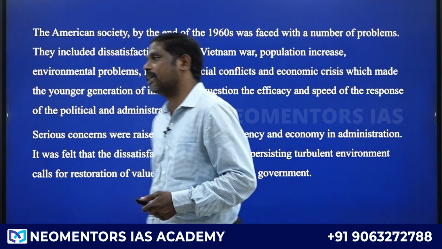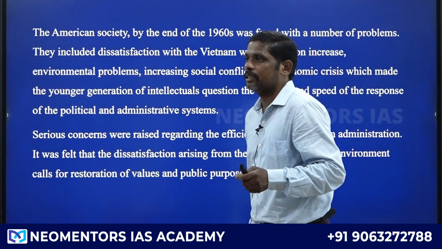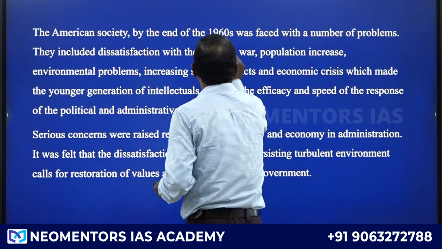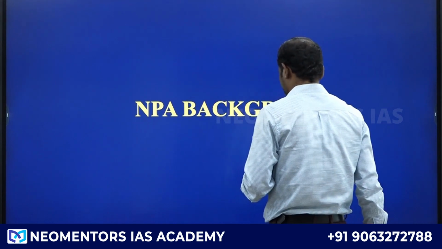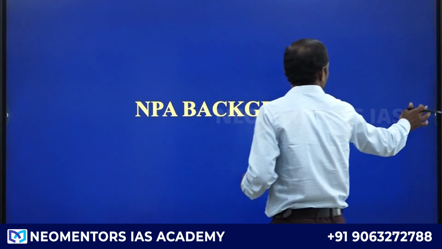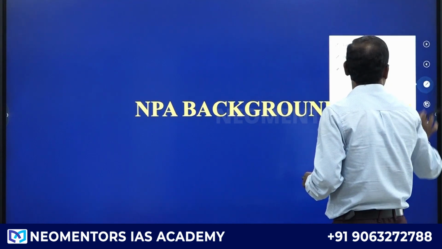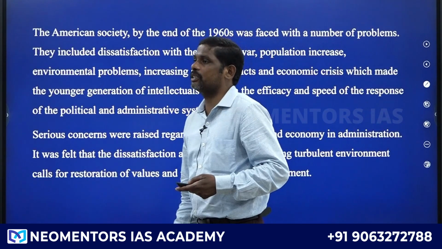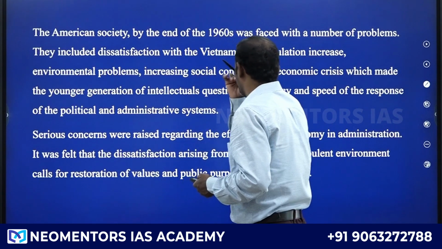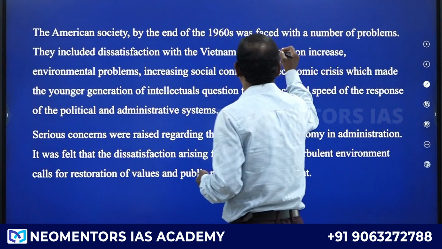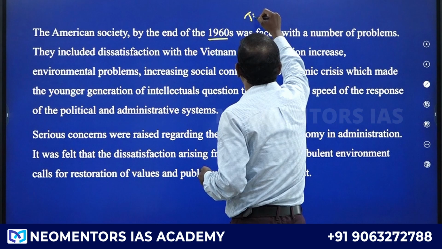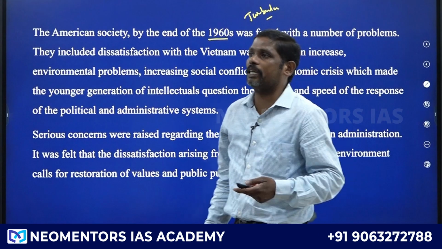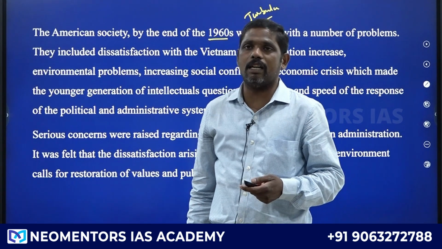If you take these factors, it is the contemporary conditions of American society, particularly in the 1960s, which led to the emergence of new public administration, particularly the kind of turbulence. So the 1960s is regarded as a period of turbulence. Why is it called a period of turbulence? There was a kind of unrest in American society.